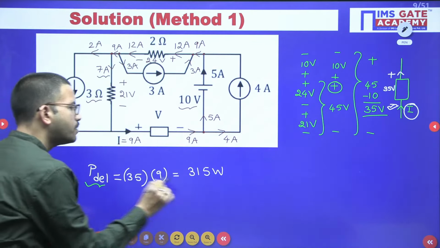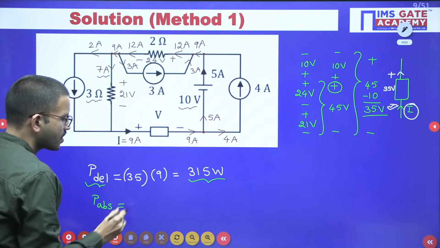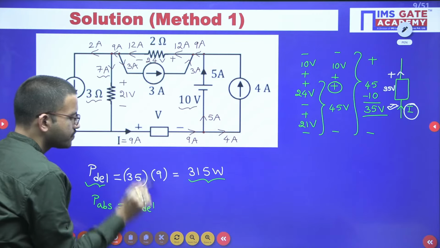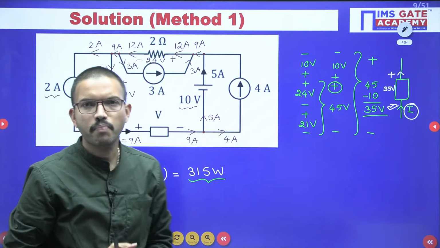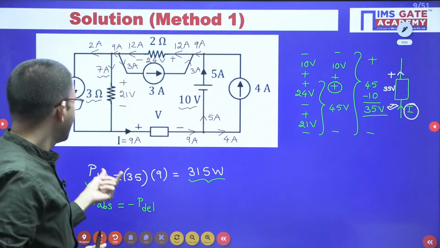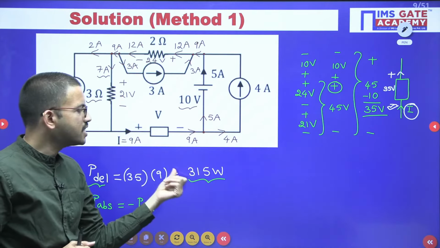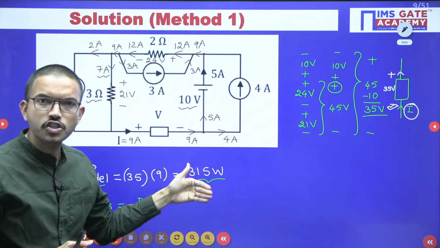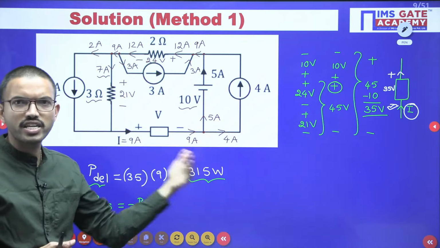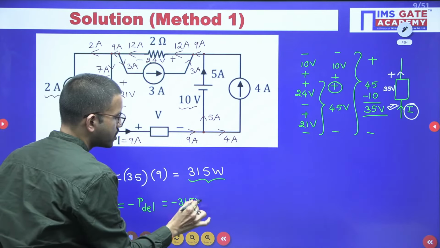So the moment you got delivered power as 315, so absorbed power will be minus delivered power. Just like 5 ampere current, if it is flowing in the opposite direction, we can say that minus 5 ampere current. In the similar way, in this case 315 watt is the positive value. So just by observing the sign convention, it is actually delivering the power. The moment delivered power is positive, obviously absorbed power will be negative, vice versa. So that means here you will get minus 315 watt.